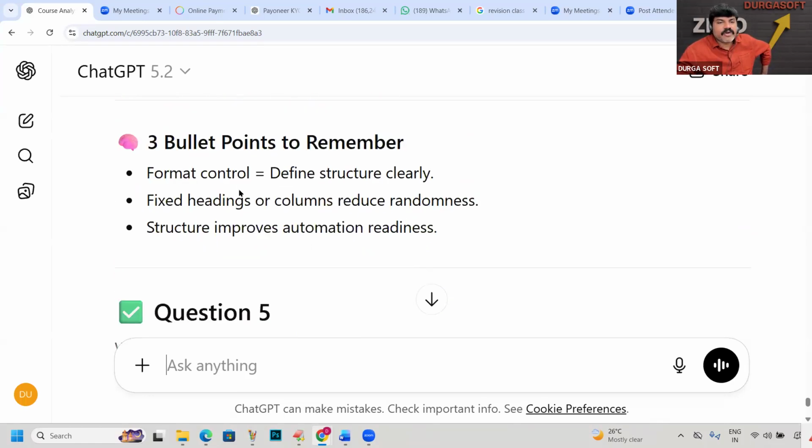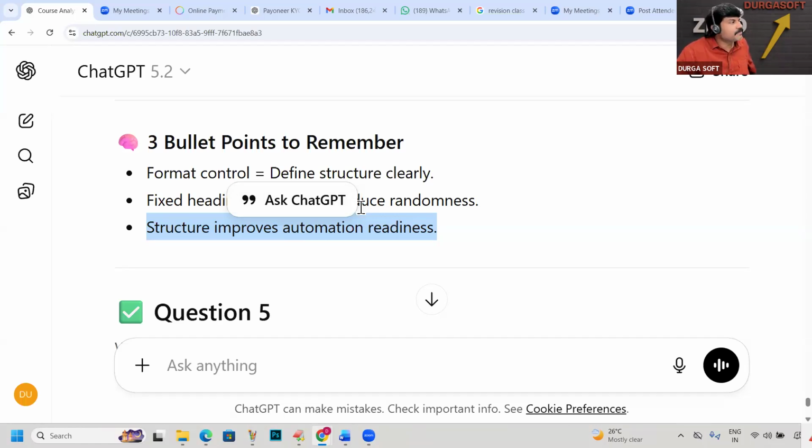Okay, like that. Sir, format control defines the structure clearly. Fixed headings or columns reduce randomness. Structure improves automation readiness. Because if my automation tool is expecting this format only, then an exact match is going to happen. In automation, the output format is very, very important. Automation readiness is there if we are following a particular structure.